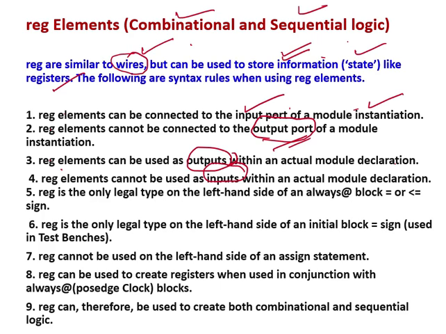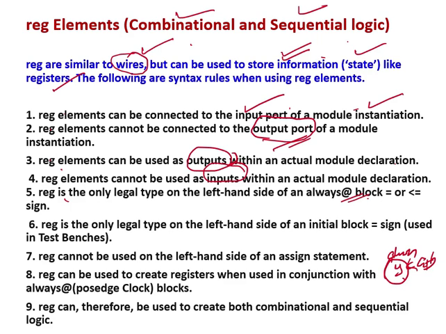Reg is the only legal type on the left hand side of an always block. So if you have some statement inside your procedural block, that is the always block, the left hand side has to be always reg. If you write y equal to a plus b, then this y has to be reg. Reg is the only legal type, else it will show you an error.